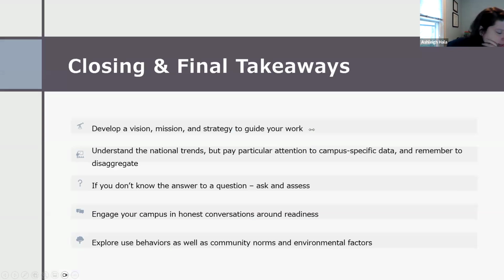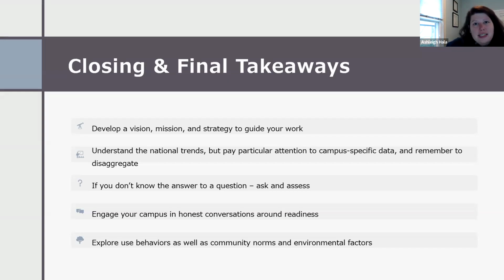So a couple of takeaways that I want to leave you with before we open up, just to hear from folks. Some things that you can do: develop a vision, mission, and strategy, right? We should be doing our work for a reason, and there are so many ways to define the why. I think we do a lot of the how. I think we do less of the why, and so find your why. Understand national trends, but do pay particular attention to your specific campus and remember to disaggregate your data.